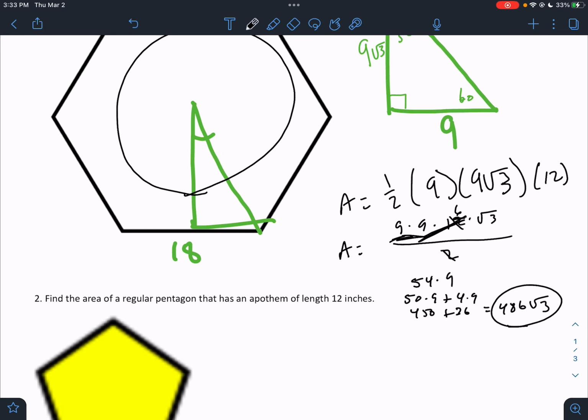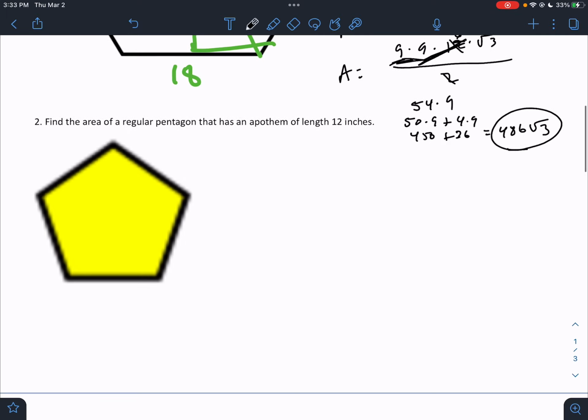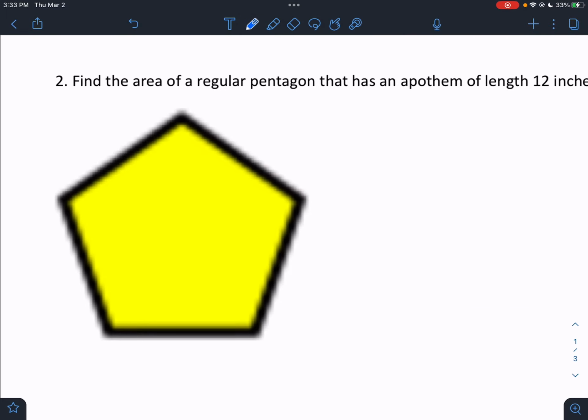Most questions will ask you to round. If they ask you to round, then you type it in and you round it. But this is the exact answer. All right, we're going to do more. We're going to go really fast through the rest of them. So I talked through that one slow. We're going to speed up.